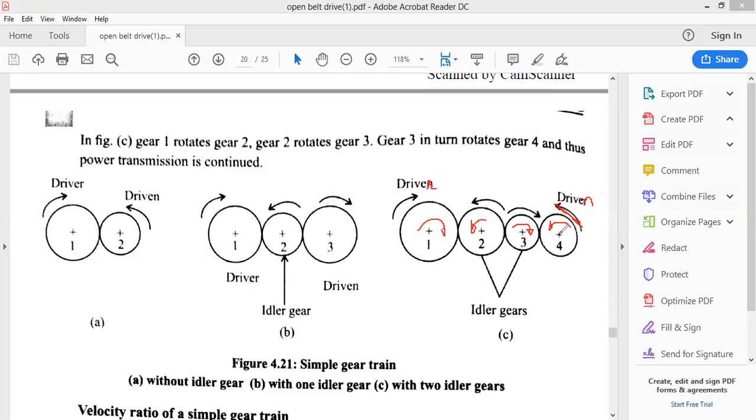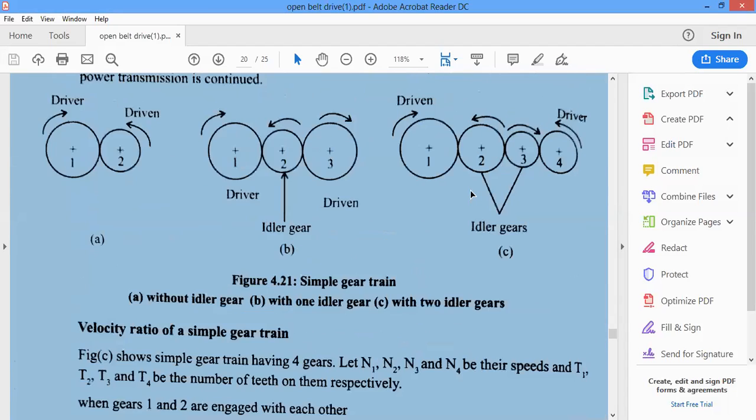So the direction is going to be opposite. The first gear is going to rotate in clockwise direction. The last gear is going to rotate in anti-clockwise direction. Directions are opposite when we have an even number of gears. Okay, right.